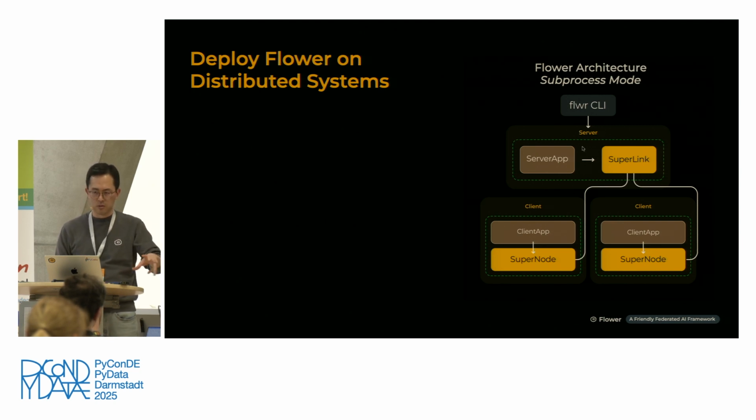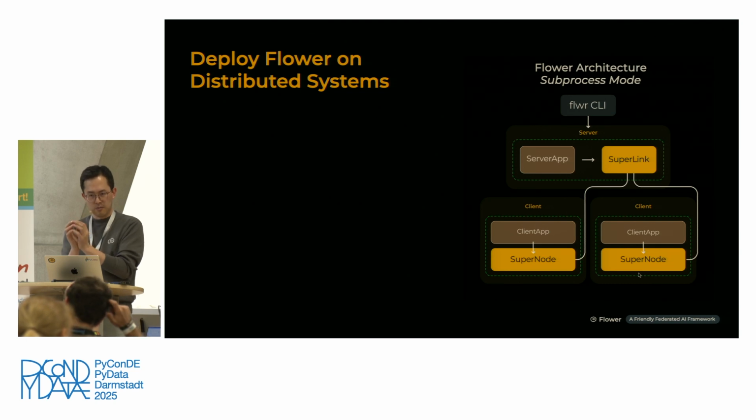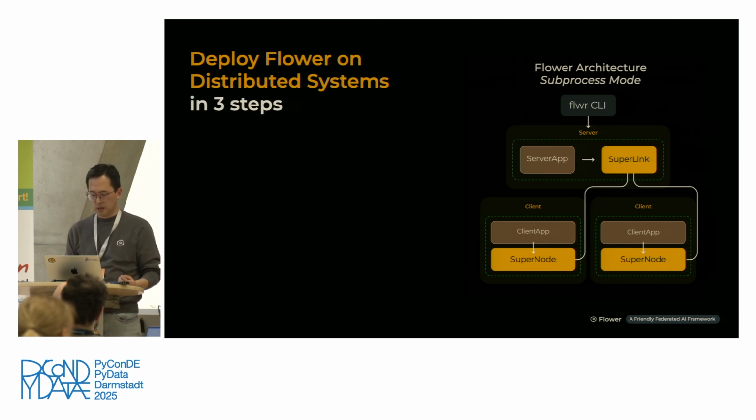I won't actually show the demo for that, but what happens in process mode is that you can deploy the superlink and supernodes using Alpine-based images. It runs hyper slim. It doesn't do any computation apart from moving data to and from the server apps and the client apps, okay? So to deploy it, we do it in 3 steps.